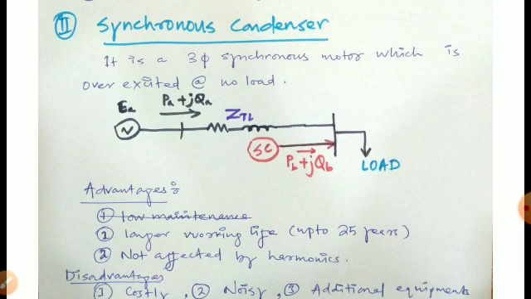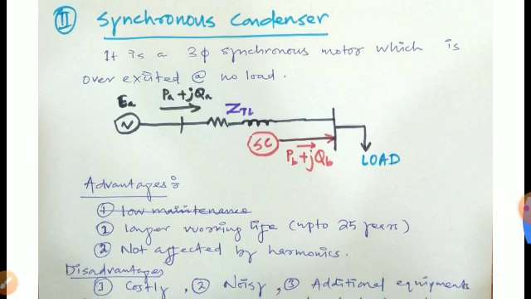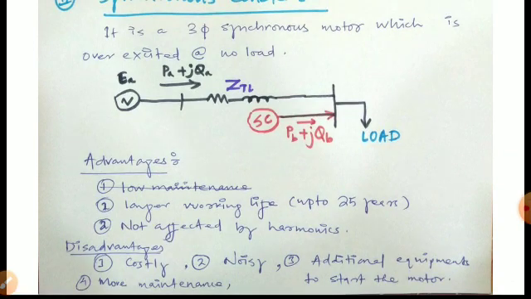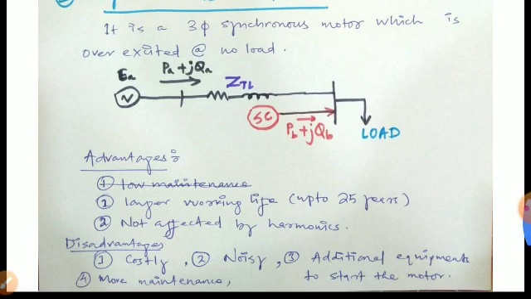The advantages of synchronous condenser: it has a longer working life up to 25 years. It is not affected by harmonics. The disadvantages are it is costly. Next one, it is noisy because it has a moving part. Third one is additional equipment is required to start the motor, as we know, the synchronous motor is not self-starting. And the last disadvantage is that it requires more maintenance.